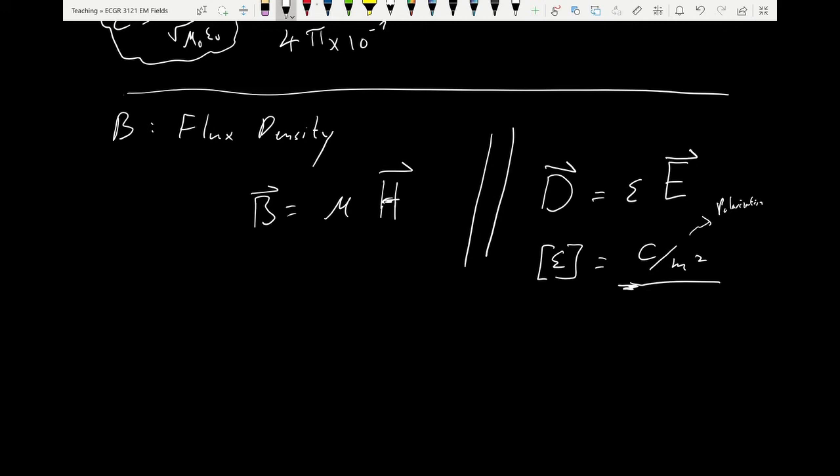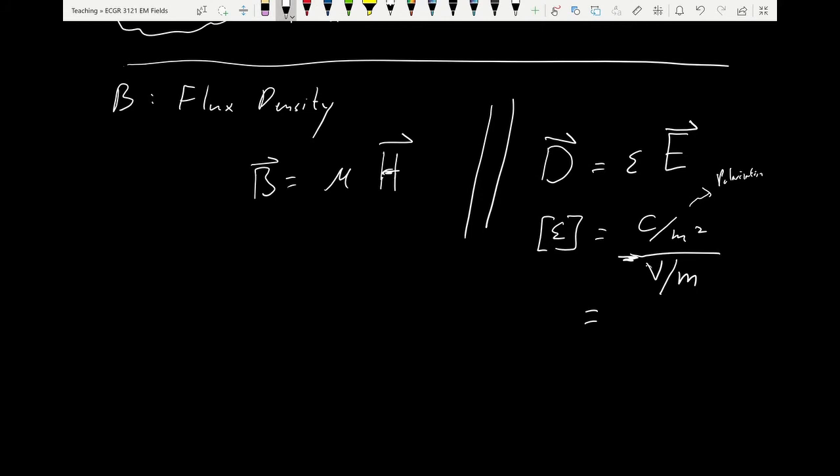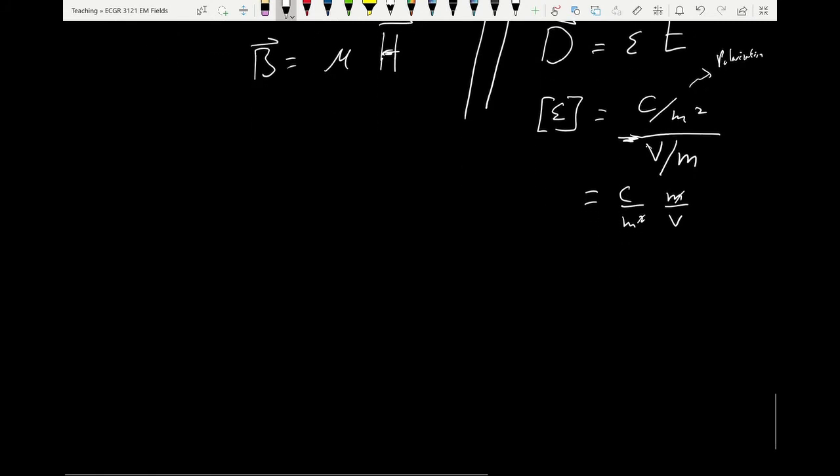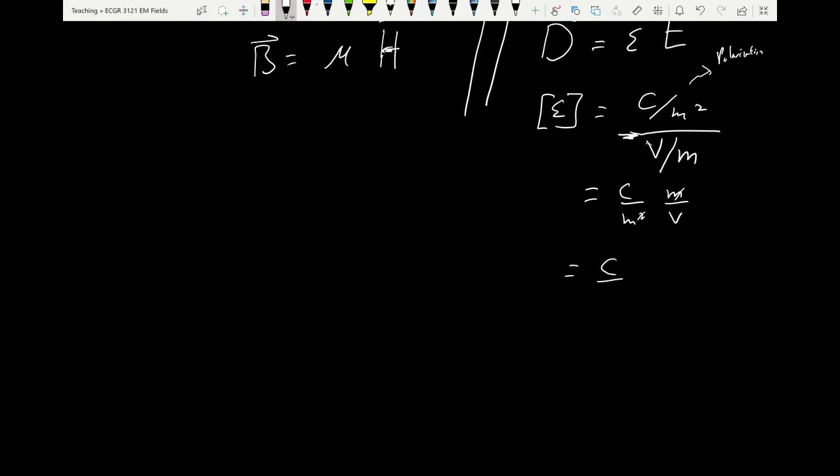And then E has units of volt per meter. We use the volt designation, right? So this is Coulomb per meter squared divided by volt per meter, it becomes times meter per volt. So we end up with Coulomb over volt times 1 over meter, right? So we said this is kind of like a capacity parameter.